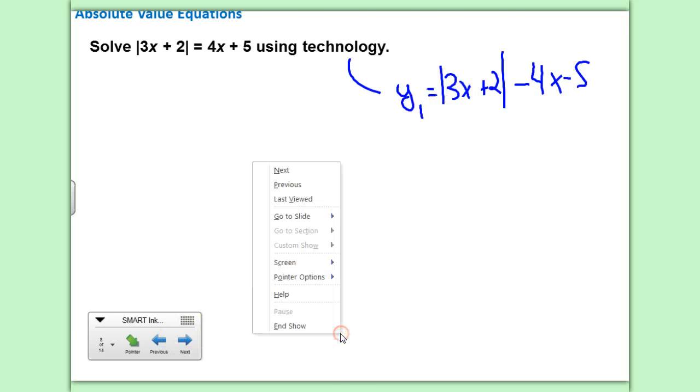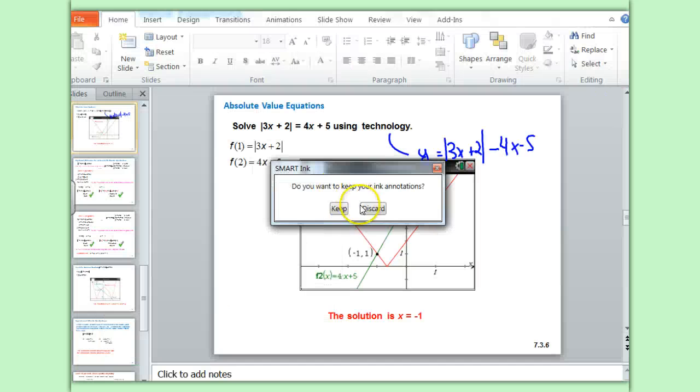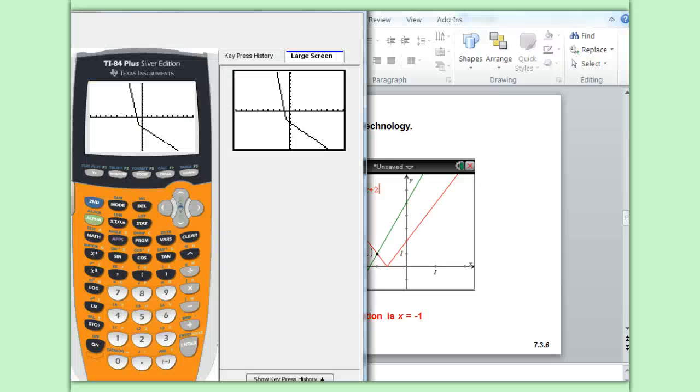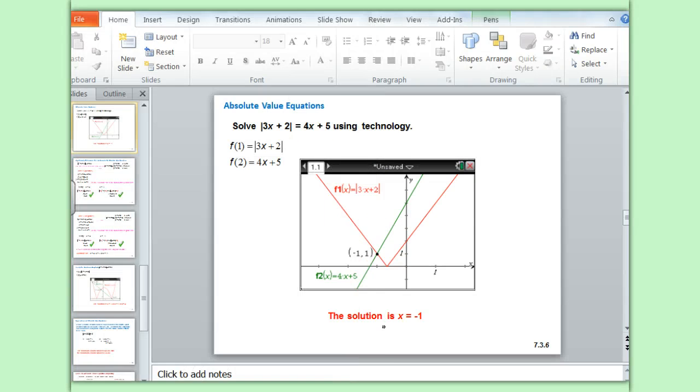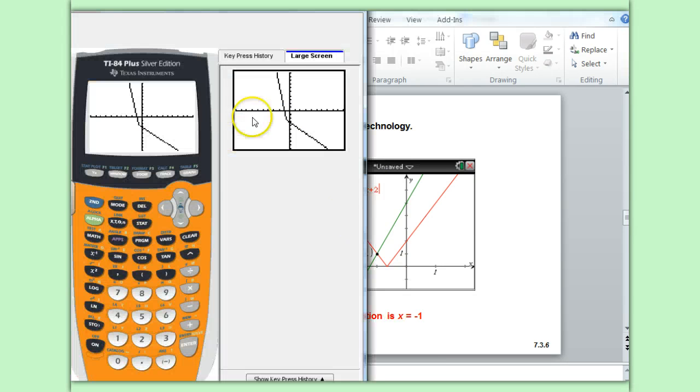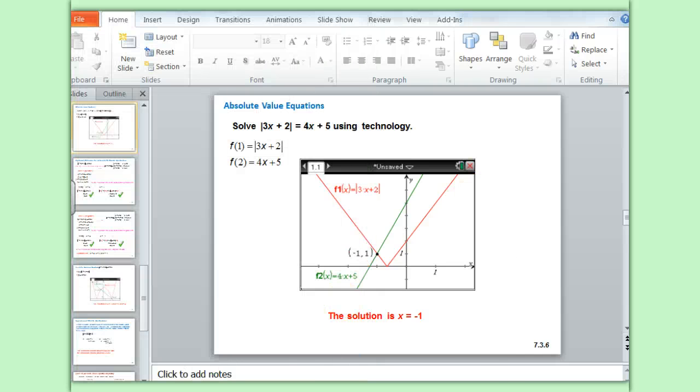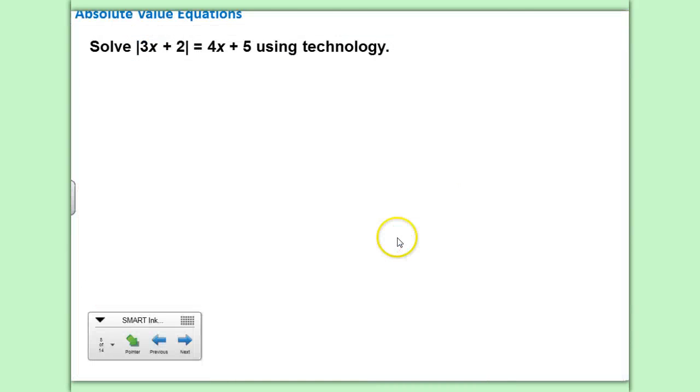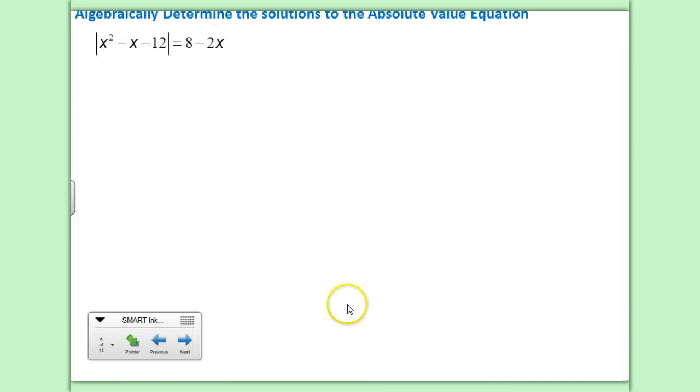When you look at what this looks like on your graphing calculator, you end up with a picture like this. And once again, when you look at that, you can see that it only has one x-intercept at x equals -1. So either way, you can solve these things graphically. Sometimes it's just easier to see x-intercepts.